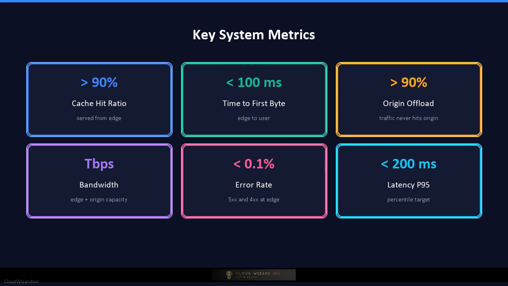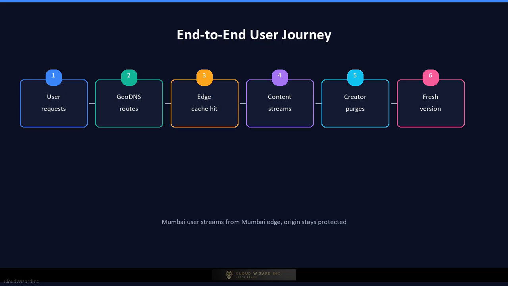And cache freshness or stale content rate, which measures how often users receive content that is older than intended. These metrics are what the business actually cares about. Let's trace the end-to-end user journey.